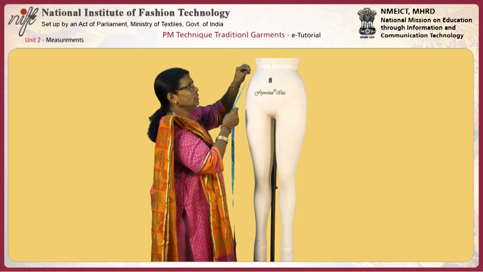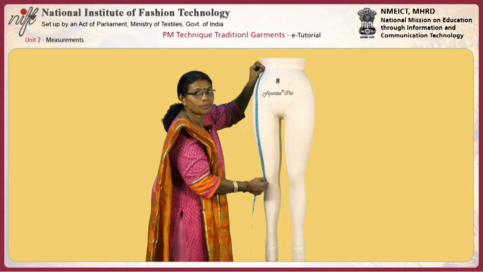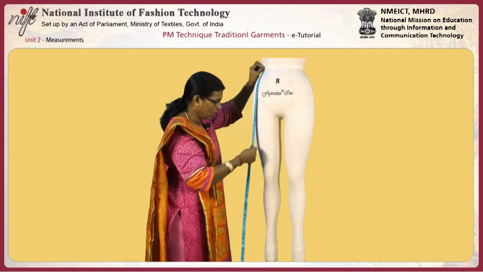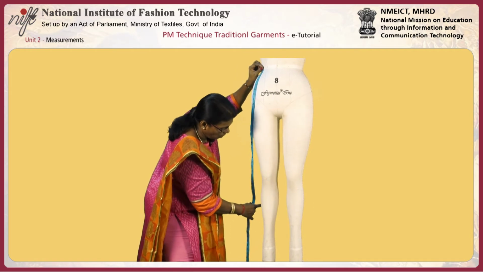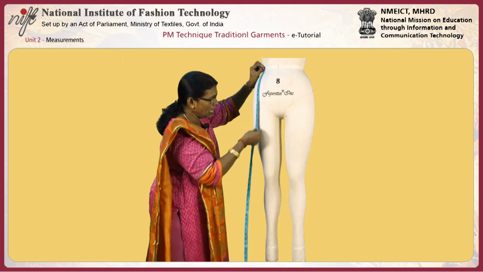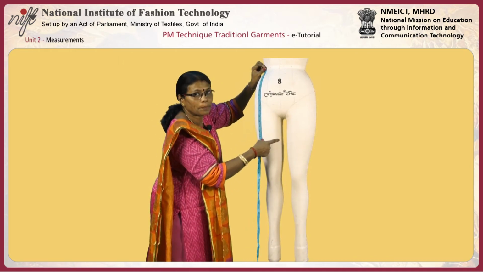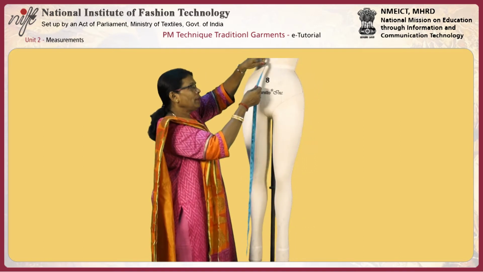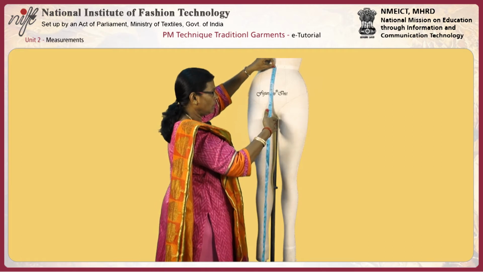The knee length starts from waistline to knee, and calf length is from waistline to calf level, and thigh length is from waist to mid thigh, and the crotch depth is from waistline to the crotch level.